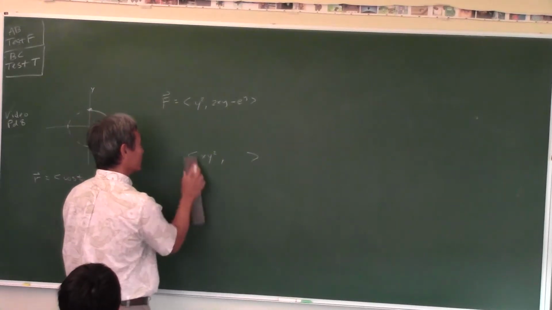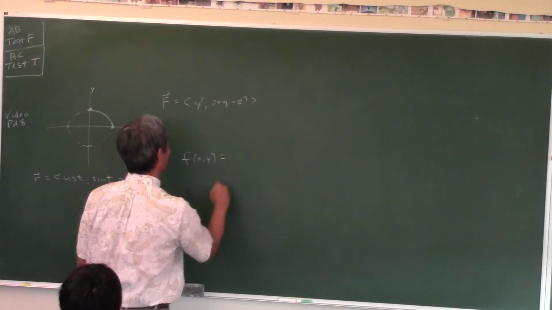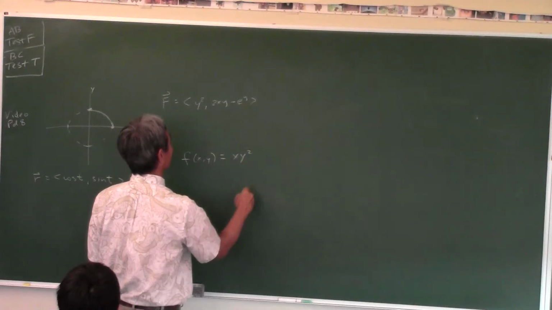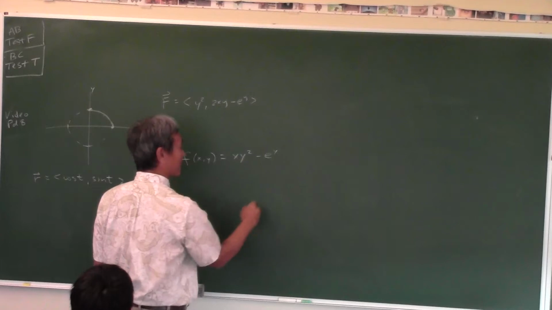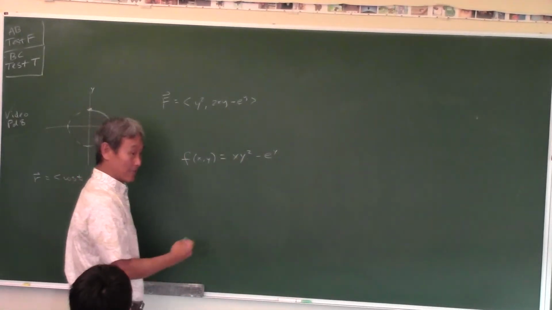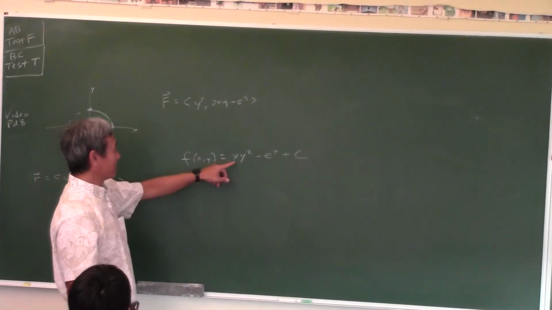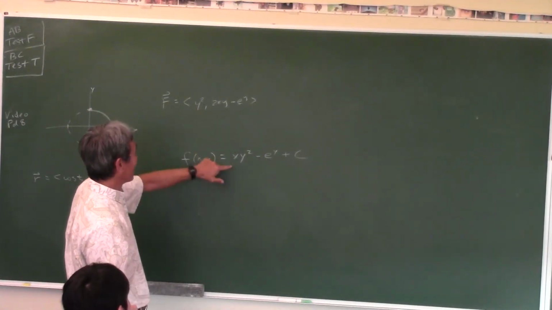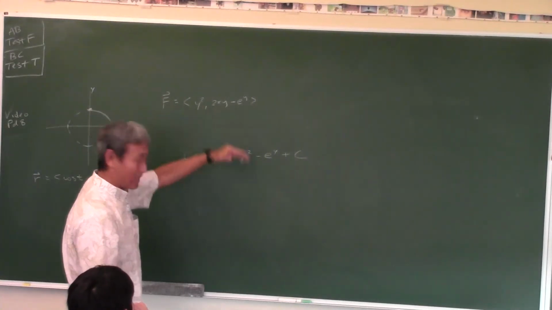You know what we're going to do? Why am I writing it like that? We're going to write it like this. f equals x y squared minus e to the y, plus c. Everybody agree, if I take the partials, I mean, compute the gradient, you get this. Let's check. Take it with respect to x, then with respect to y, yeah, it is.